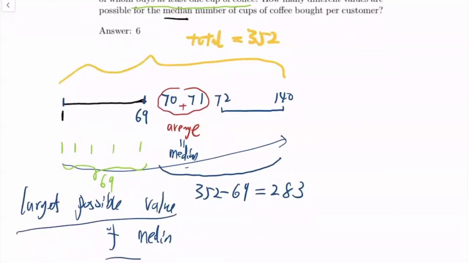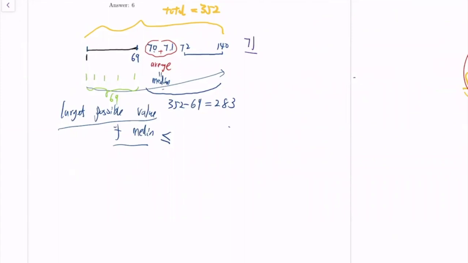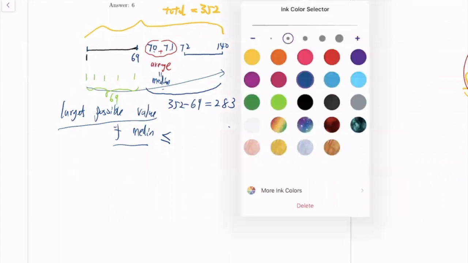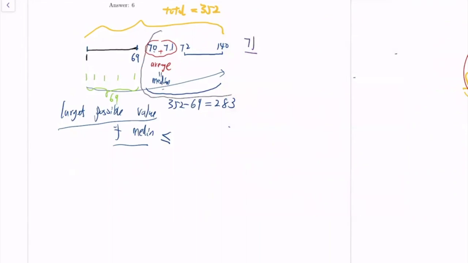Then the largest possible value of a median has to be less than or equal to that. Here we have 71 customers, and the total number of cups bought by these 71 is at most 283, right? So the largest possible value of the median will be 283 divided by 71. We know this is less than 4, so it's 3 point something. And we know the value of the median is either an integer or something point 5, right? So this means it's less than or equal to 3.5.